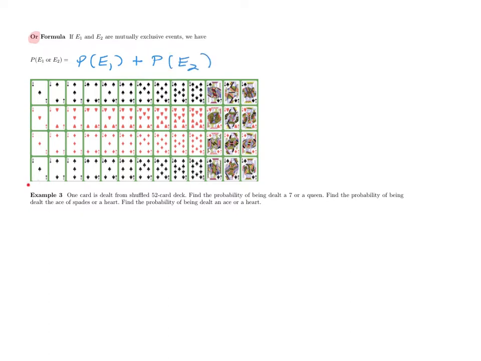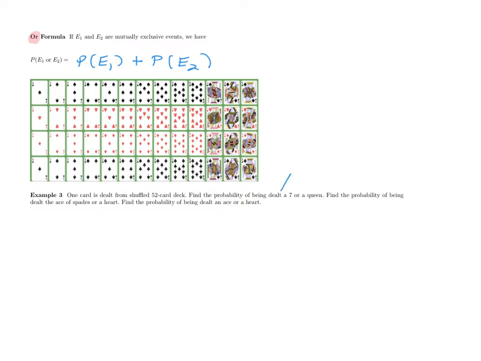So now moving on to example 3. It says that one card is dealt from a shuffled 52 card deck. What is the probability of being dealt a 7 or a queen? So when I look at this probability, E1 is the event being dealt a 7, and E2 is the event being dealt a queen.